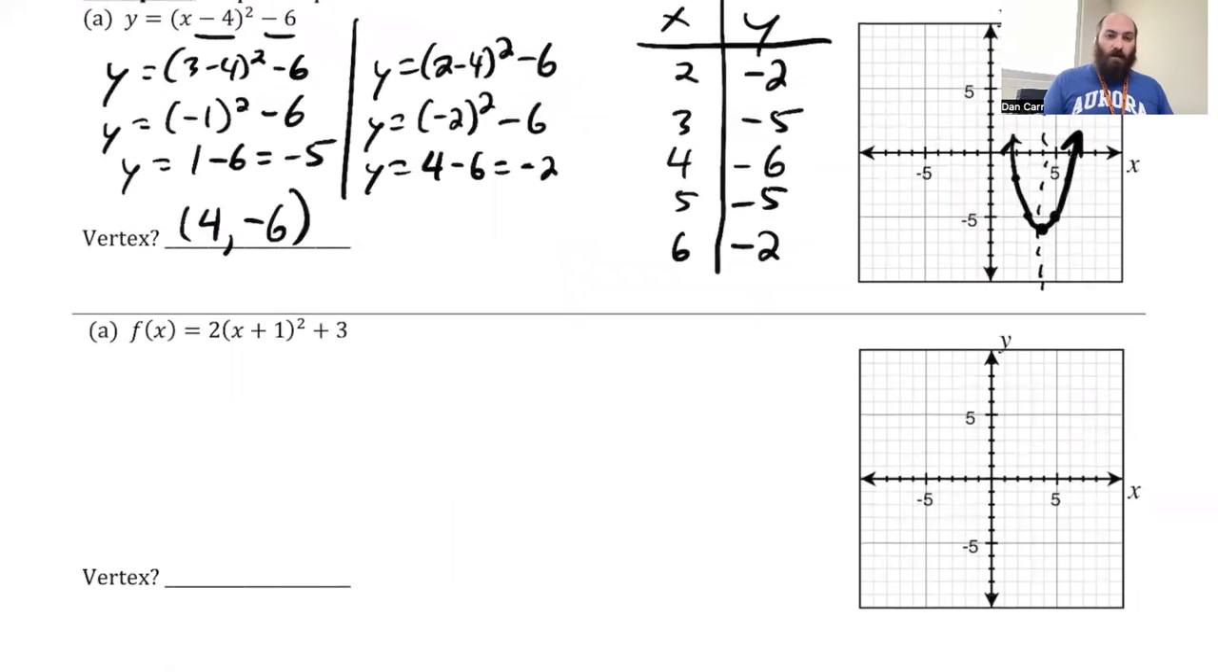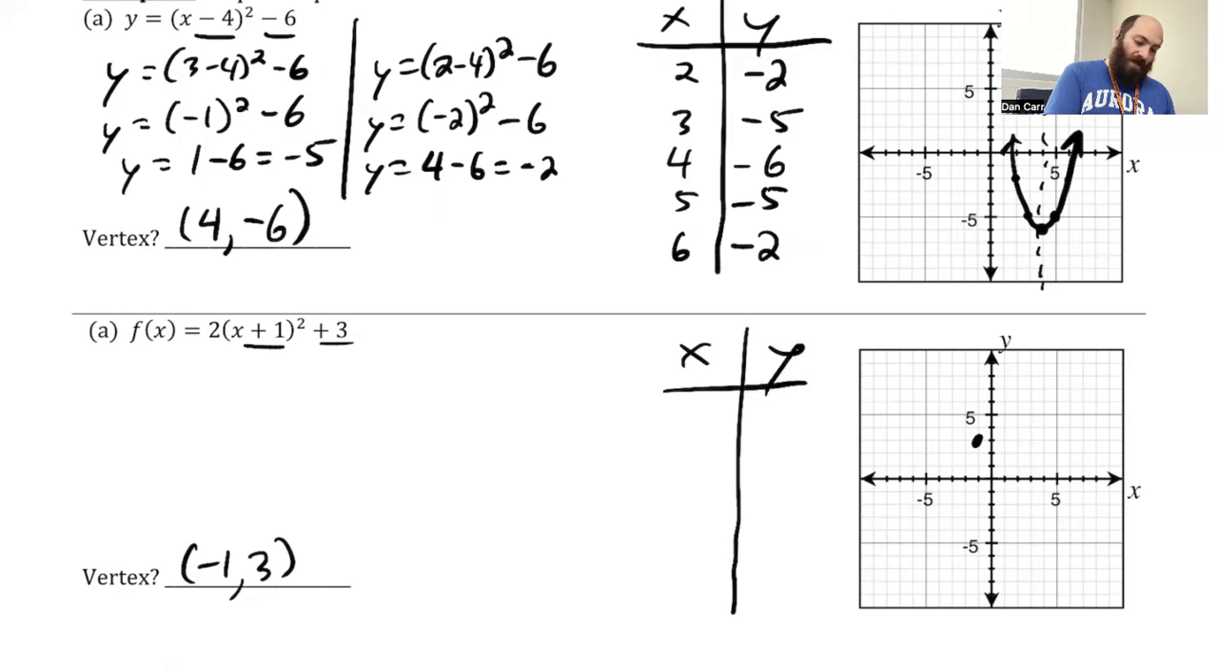So vertex again, +1, +3. My vertex is going to go opposite the h value, so it's going to be a -1, and then still a +3 there. So -1, 3 up here. All right. So if that's my vertex, I put that in the middle. So I'm going to go -1. Let's go -2, -3, 0, and then 1.